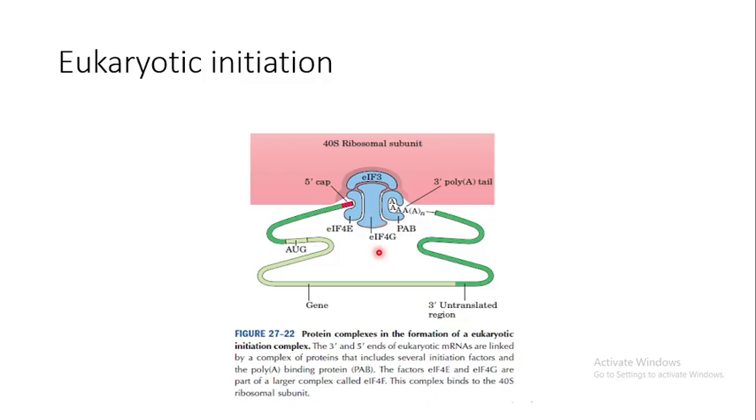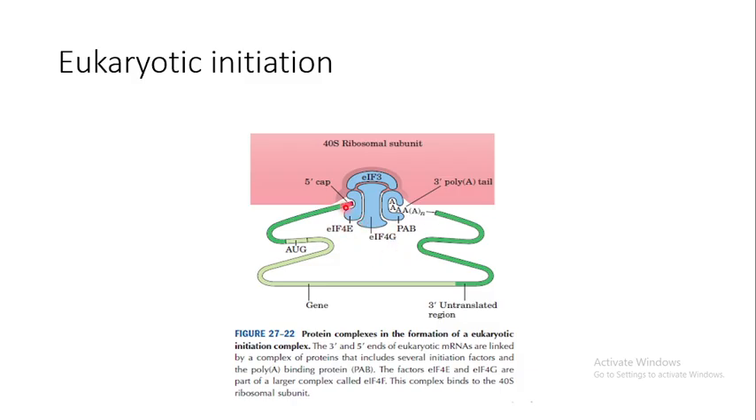The eIF is eukaryotic initiation factor. So eIF4G can interact with eIF4E, right? Which can interact with the 5' cap of the mRNA. So eIF4G and eIF4E are part of a larger complex called eIF4F. This complex can bind to the 40S ribosomal subunit. So through eIF4E and 4G, the mRNA can bind to the ribosome, because this acts as a mediator, right?